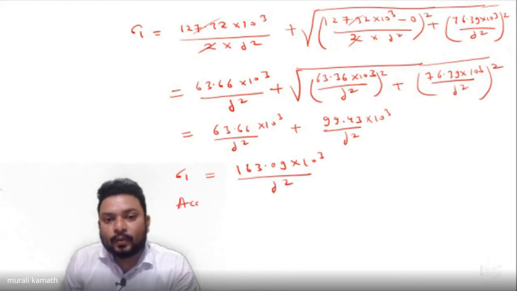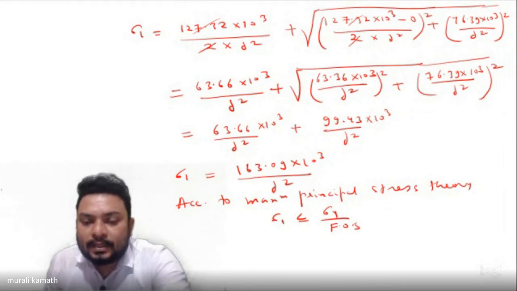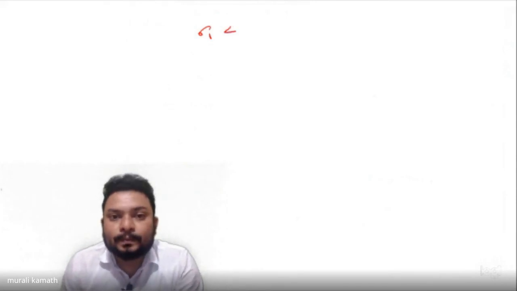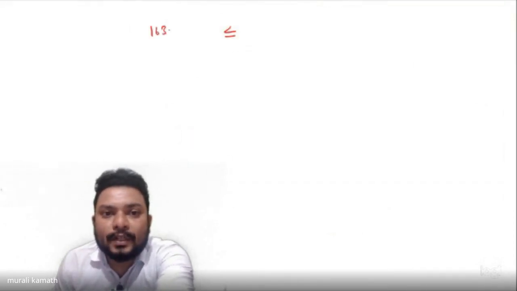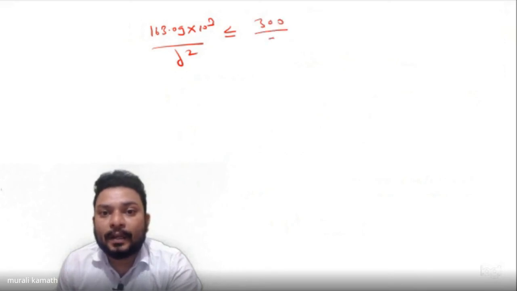Now according to maximum principal stress theory, or Rankine's theory, what we can say is sigma 1 is less than or equal to sigma y by factor of safety, and your factor of safety is given to you. Sigma 1 we know, so we write down sigma 1, 163.09 into 10 raised to power 3 divided by d square, less than or equal to your yield strength, 300 divided by 3.